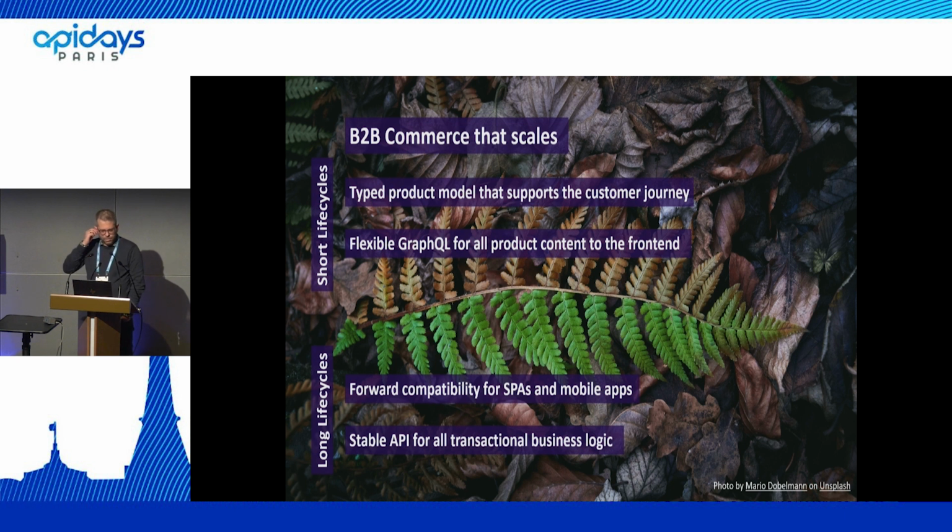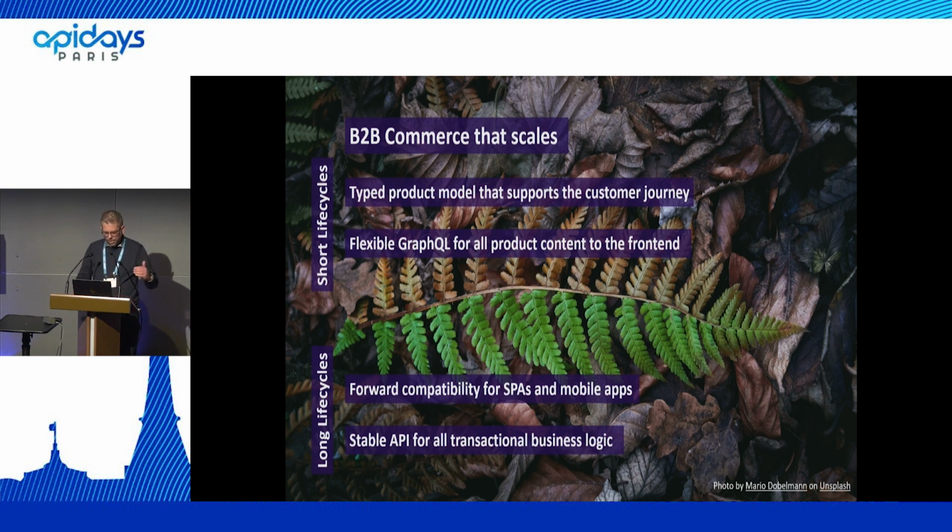So the conclusion is that if you want to have B2B commerce that scales, it helps a lot to have a typed product model that supports the customer journey, and also flexible GraphQL for all product content to the front end. And where it comes in handy is that GraphQL is also good for forward compatibility. It's easy to update the server in a way that doesn't break existing clients. This is particularly handy for mobile apps or single-page applications where you do not know if they are still living in the client while you are updating the server.